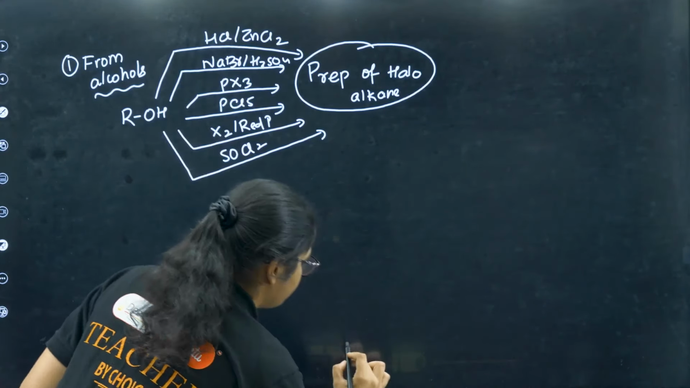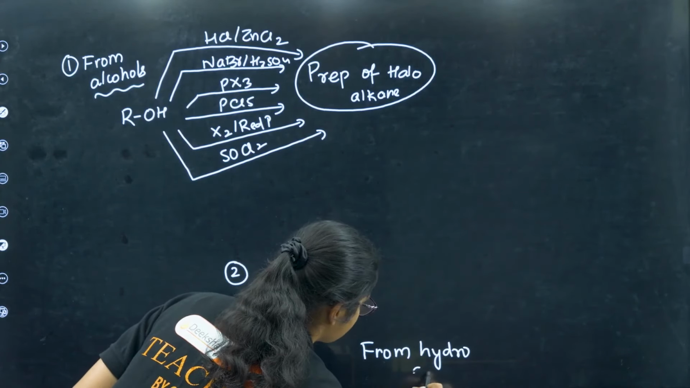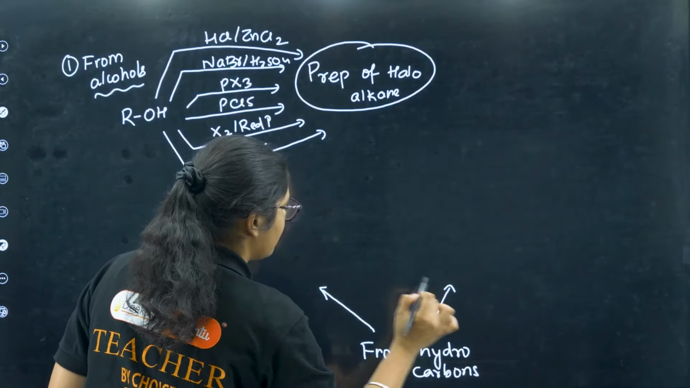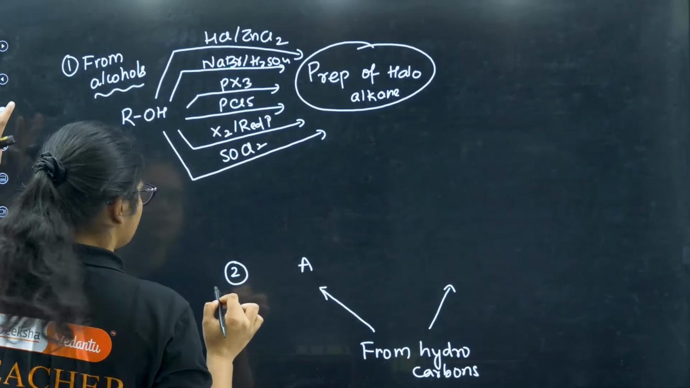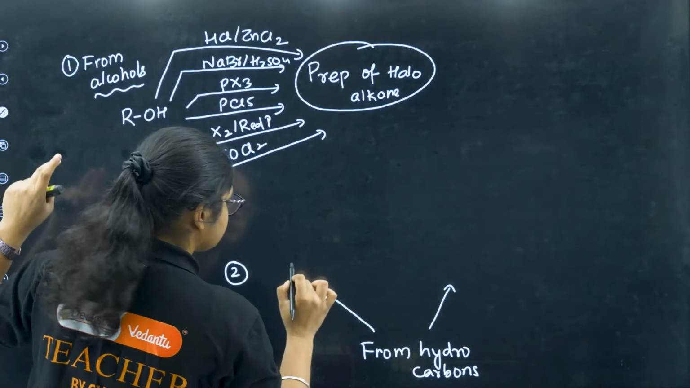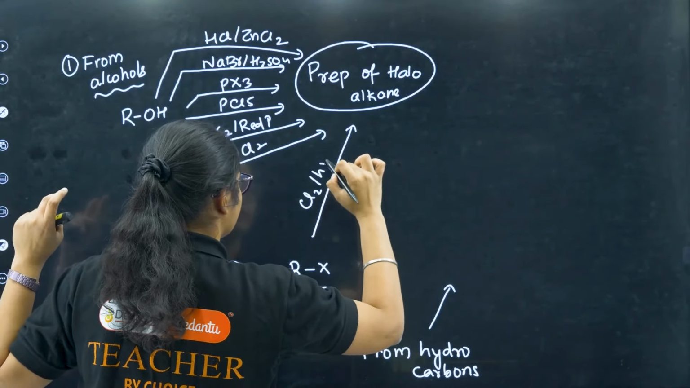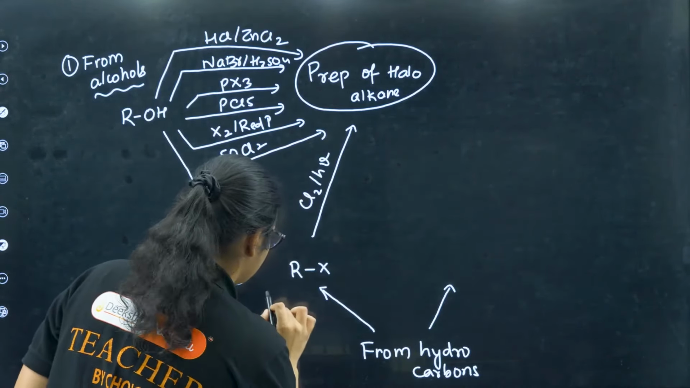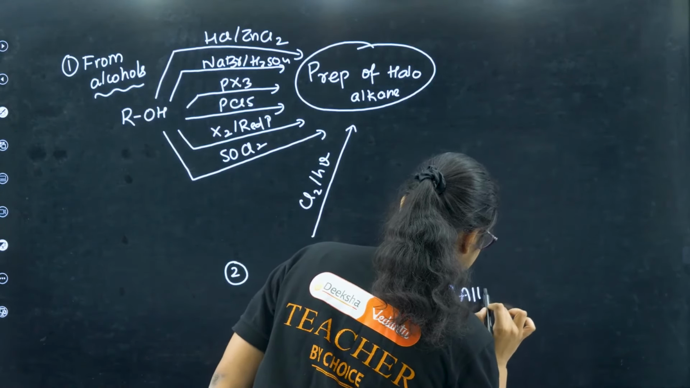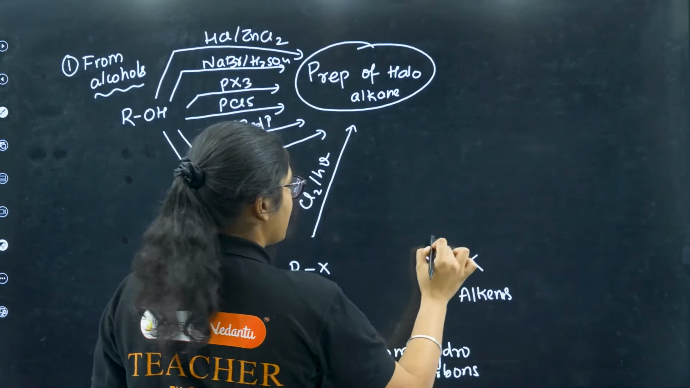Second one I will write from hydrocarbons. From hydrocarbons I have 2 things. One is alkanes, so I will write down RX. Here the reagent used is Cl2 and hv, and I am writing here alkanes. Next it will be alkenes. So I have alkenes, then what do I have to use?